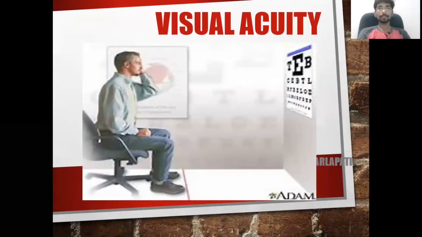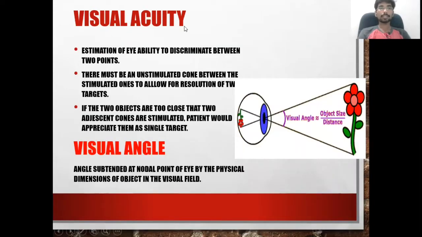In this video we see about visual acuity. Visual acuity is the estimation of the eye's ability to discriminate between two points. These are two separate points, and in the retina the image will be inverted. There must be an unstimulated cone between the stimulated ones to allow for the resolution of two images. If the two objects are too close, so that two adjacent cones are stimulated, the patient would appreciate them as a single target.